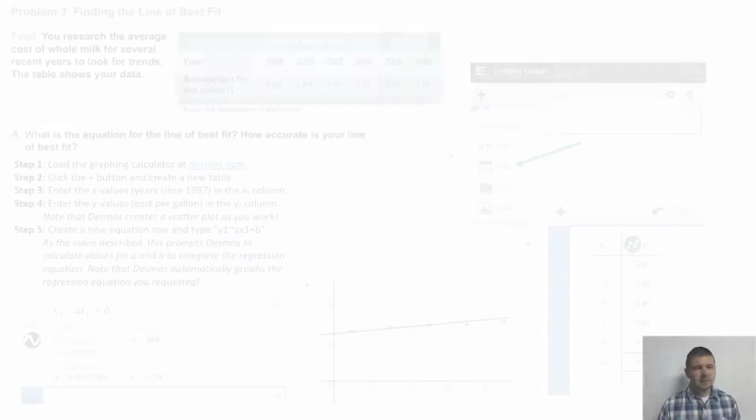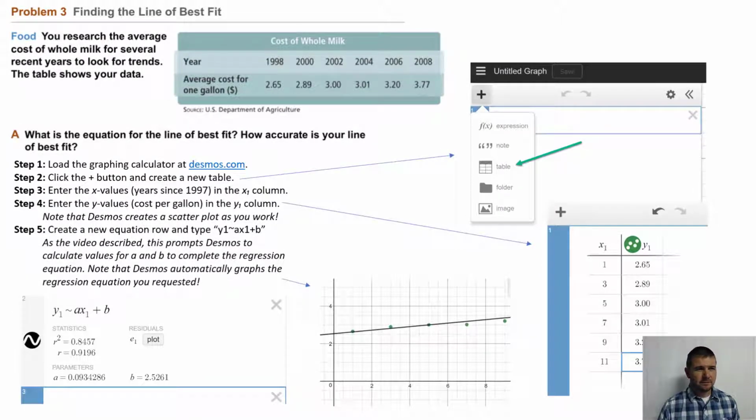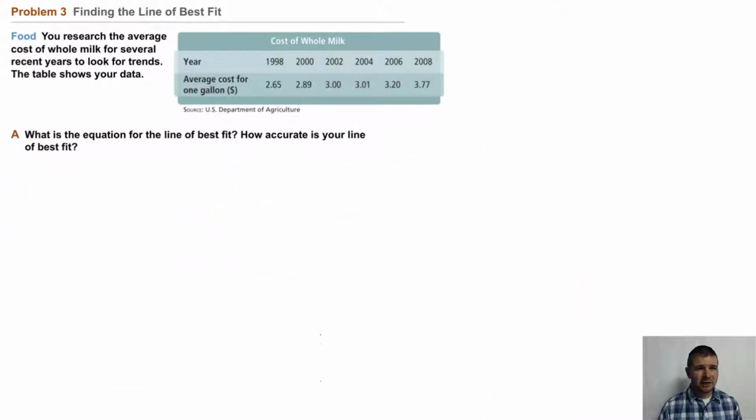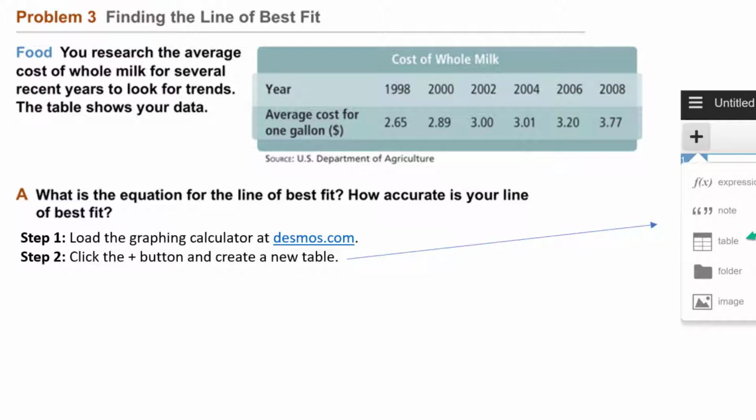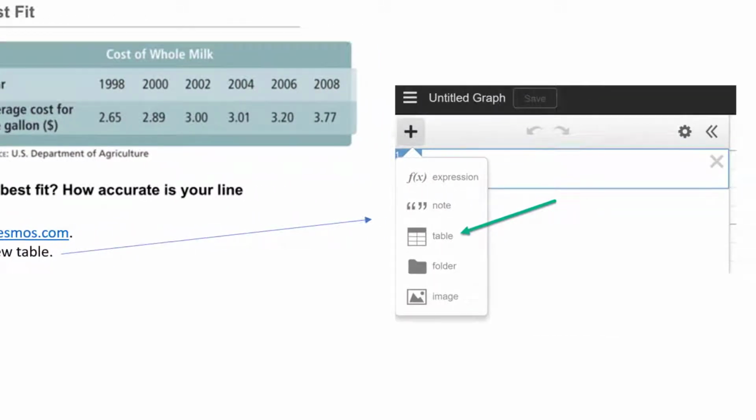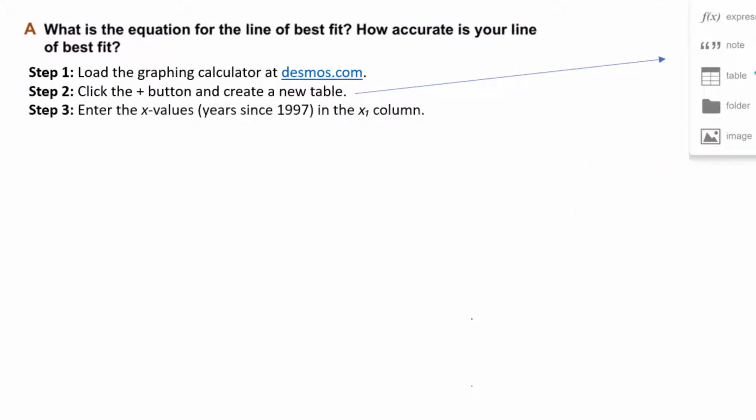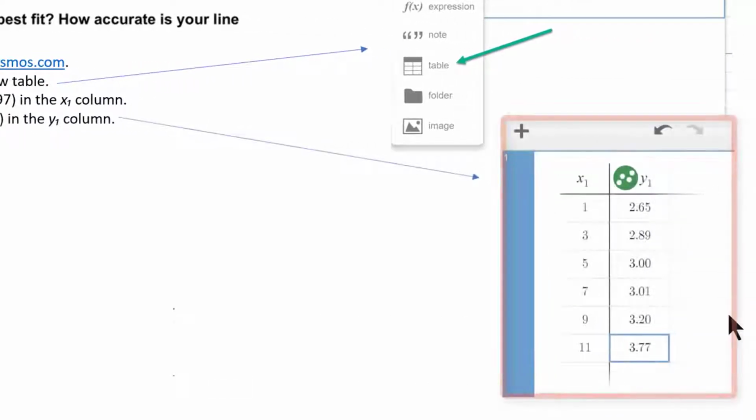learn.desmos.com. So now we'll try the same problem using Desmos. Again, part A asked, what is the equation for the line of best fit? How accurate is your line of best fit? In this case, step 1, we'll load the graphing calculator at desmos.com. Step 2, click the plus button at the top left to create a new table. We'll select Table. Step 3, enter the x values, years since 1997, in the x sub 1 column. Step 4, enter the y values, remember that's cost per gallon, in the y sub 1 column. We can see the table at the right.